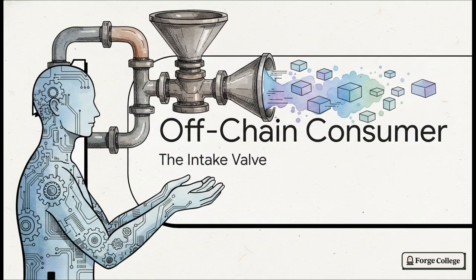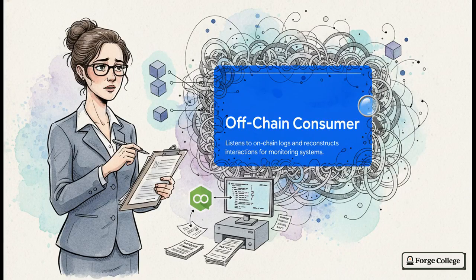Section 1. The off-chain consumer. Let's start with the literal first component of our blueprint. Okay, so think of this off-chain consumer as your polite yet completely exhausted secretary with a clipboard, trying desperately to make sense of a highly chaotic data network.